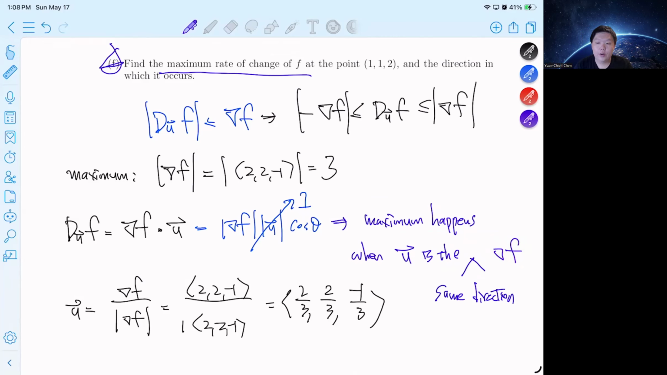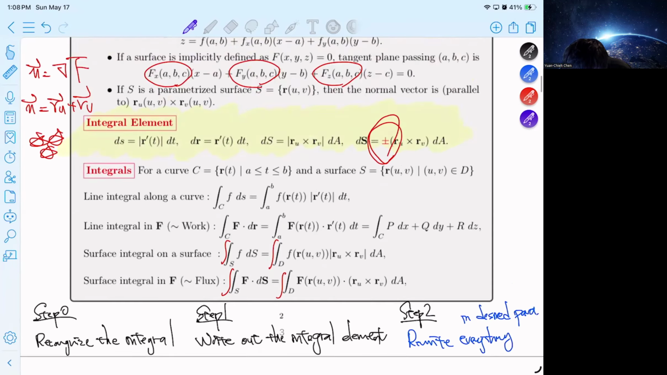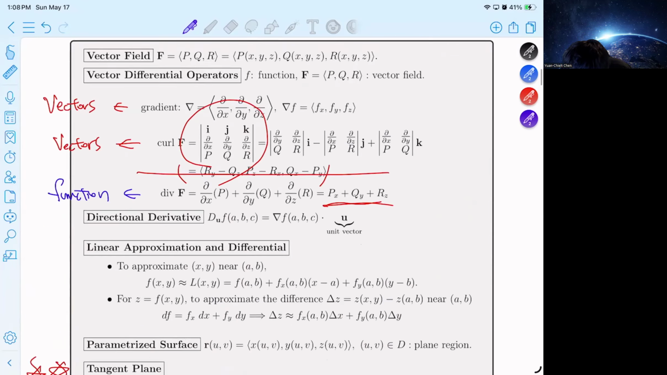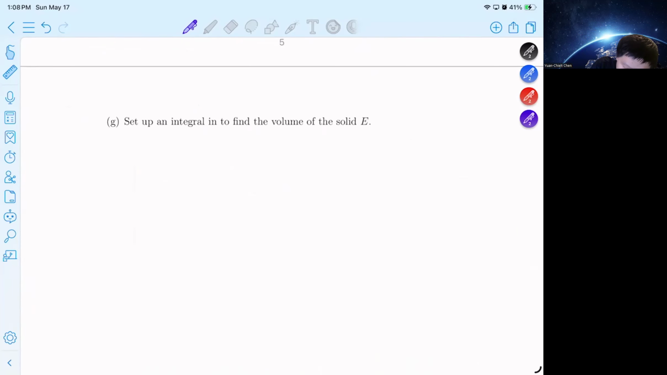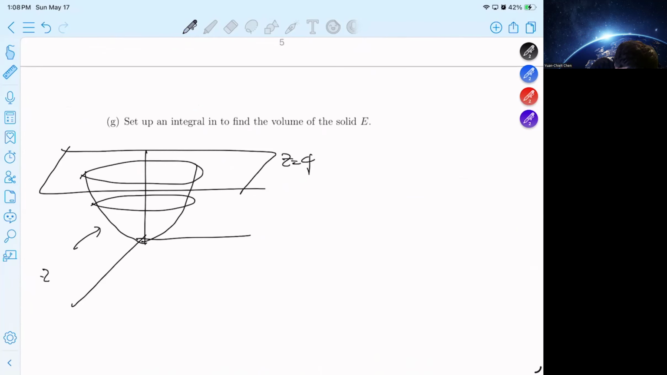Finally, I think we still have one question. Set up an integral to find the volume of solid E. So E is bounded by, I don't remember, oh, z equals x squared plus y squared and z equals 4. So we can somehow draw it like that. Remember, level curves are all circles. So this is z equals 4, and this is z equals x squared plus y squared. I want to find the volume of this solid.